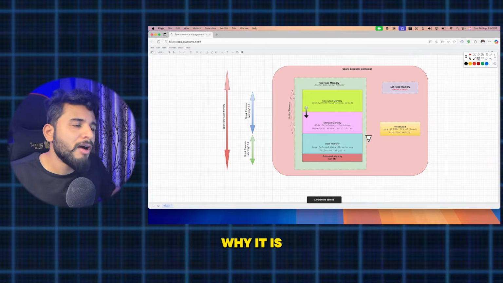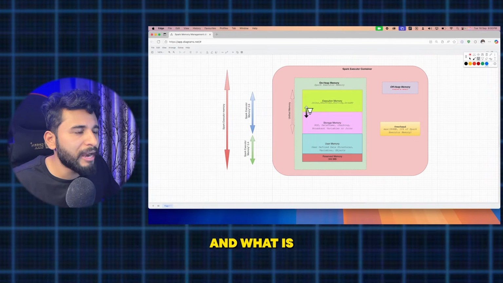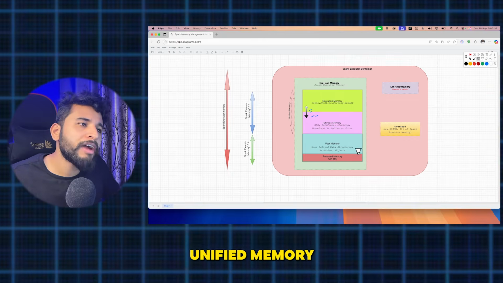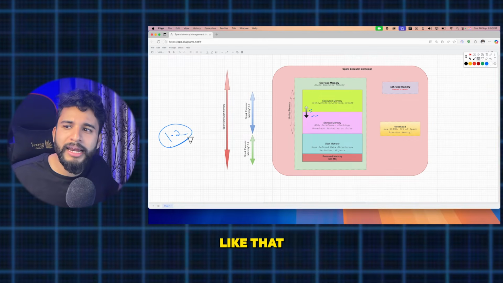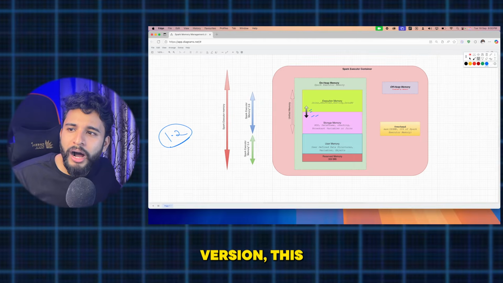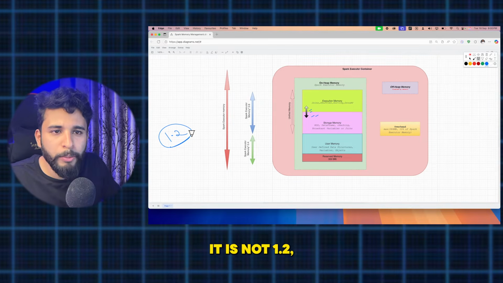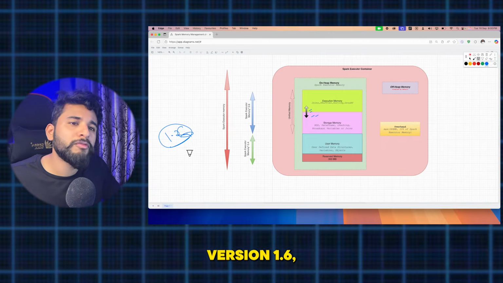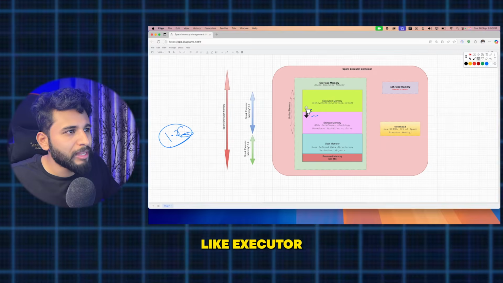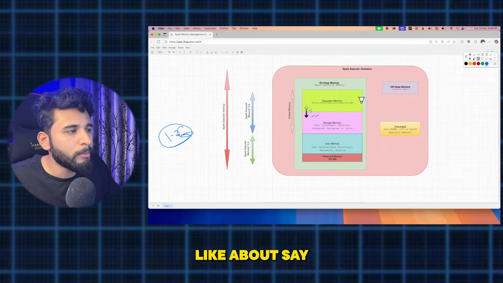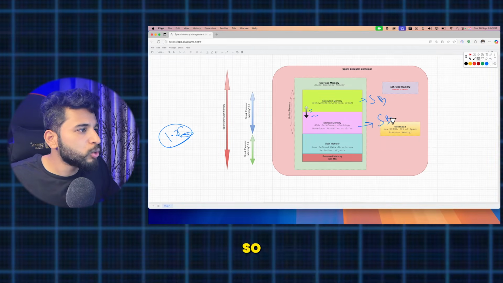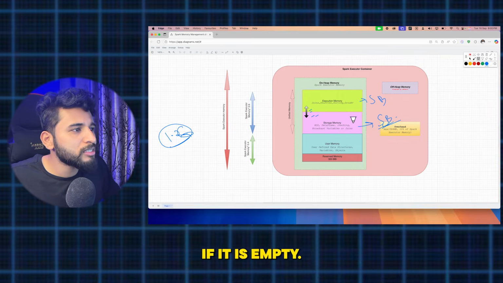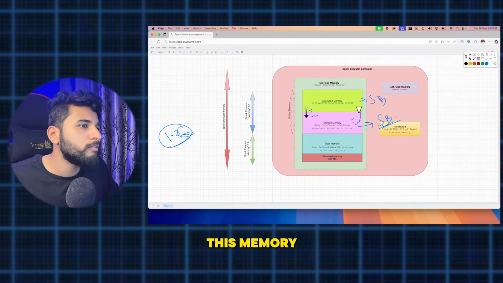Just memorize it. Why is it called unified memory, and what is the meaning of this arrow? Before version 1.6, it was fixed. I first said 1.2, but it is not 1.2, it is 1.6. Before version 1.6 it was fixed. Like if executor memory is given, say about 5 GB is allocated to this one, then even if it is empty, you will not be able to give this memory to the other.